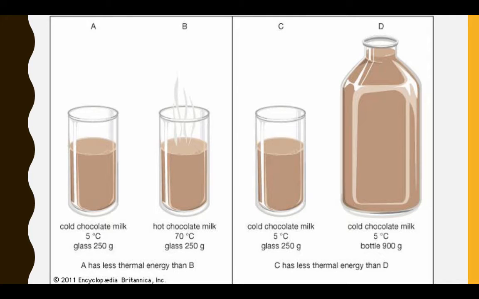Take this example of chocolate milk. Looking first at glasses A and B, notice they're both 250 grams of chocolate milk, meaning we have the same number of particles.